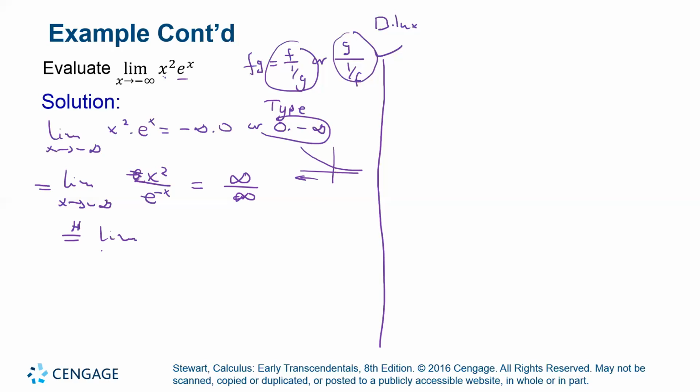So the limit is going to be the limit as x goes toward negative infinity. Differentiate the top, we have 2x. And differentiate the denominator, you have e to the negative x. So then, what do we do next? If you apply this, you're going to have infinity over, e to the negative x goes to positive infinity. So basically you get infinity over infinity. Then we apply it again.